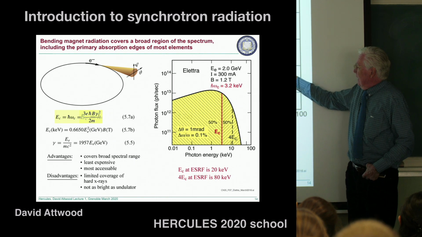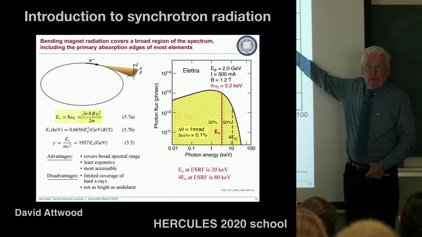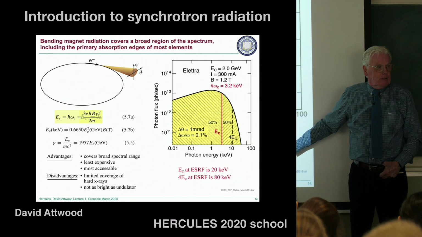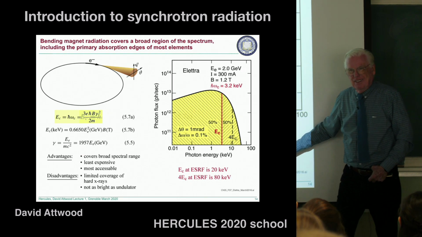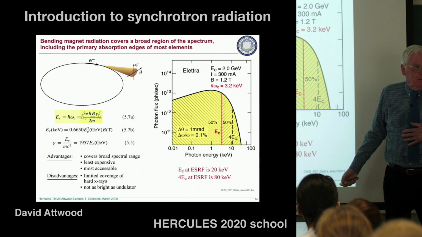And even at ESRF, you could get to 12 kilovolts. So you can do crystallography. At ESRF, 4 E crit gets you to 80 kilovolts. My goodness, what is it you want to do? Okay. So that's all I'm going to say about the bending magnets.